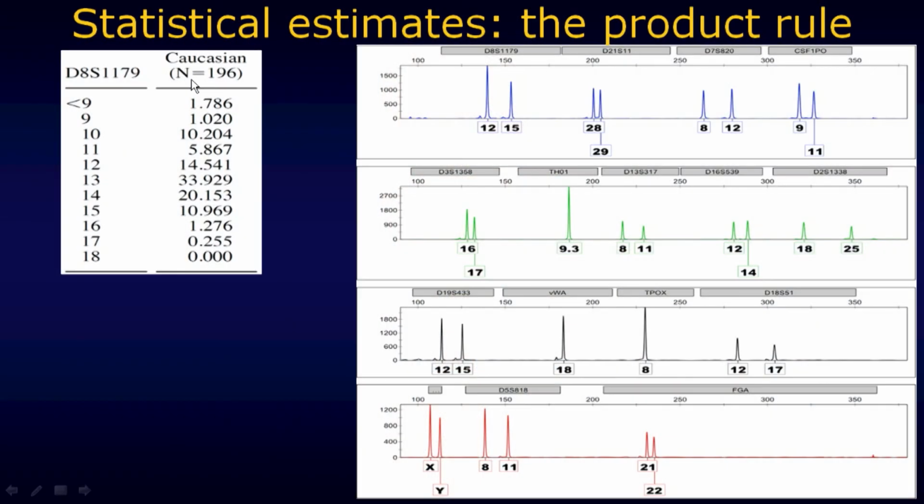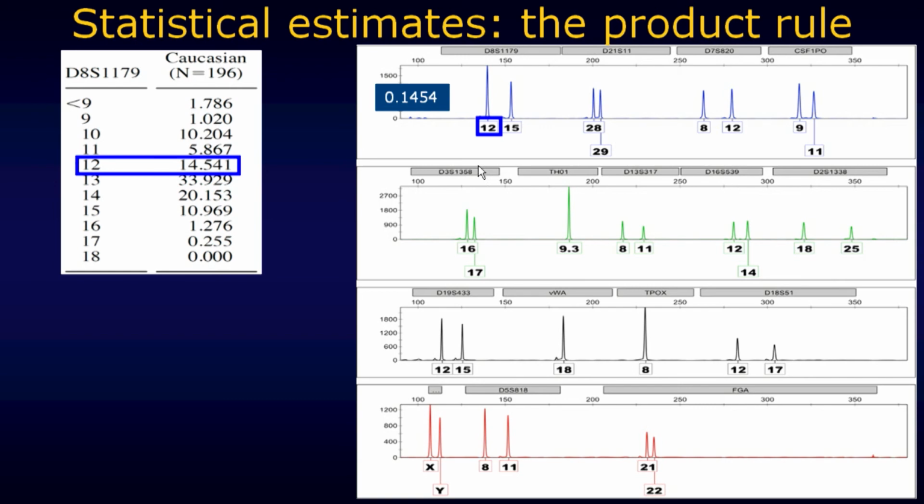And so, what did they find? Well, when they looked at their 200 or so FBI recruits, here they had 196 for which they were able to get information at the D8 locus. What they found is that 14.5% of those 196 individuals had a 12 allele. So, what's the frequency of the 12 allele? Within the Caucasian population, again, these were 196 Caucasians here, within that Caucasian population, 14.5% had the 12 allele. That is the frequency of the 12 allele.